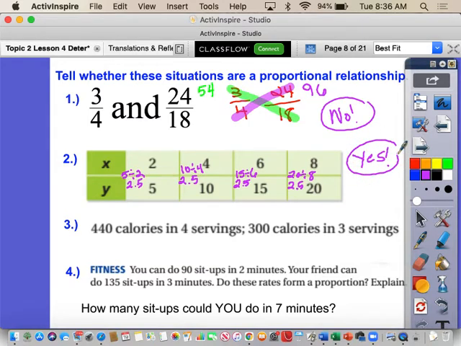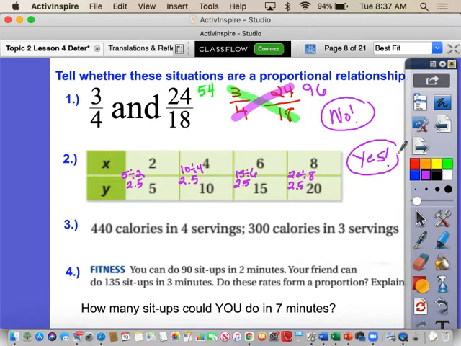We also could have simplified them. What would 4 over 10 simplify to? 2 over 5. What would 6 over 15 simplify to? 2 over 5 again. What about 8 over 20? 2 over 5 because they can both be divided by 4. So either unit rates or simplifying would work really well for number 2.